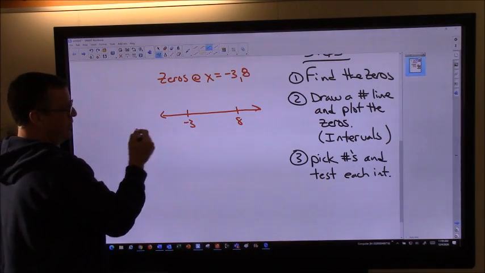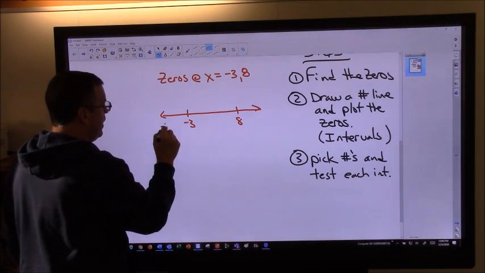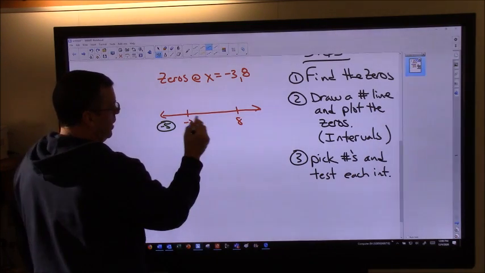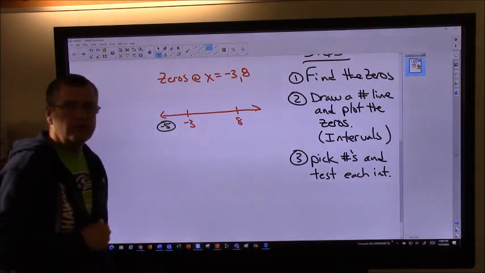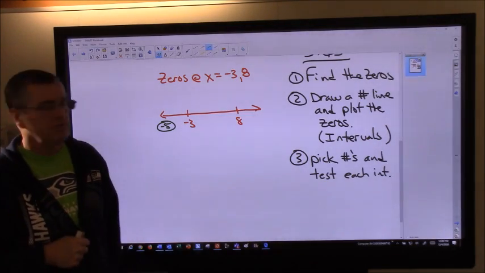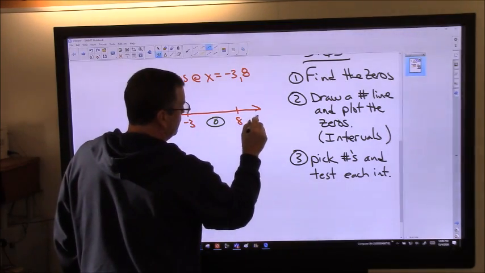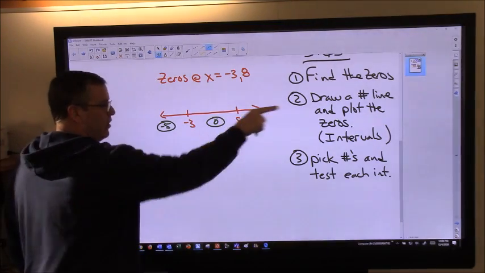So I need something less than -3. Doesn't matter what you choose. Let's just choose -5. A number between -3 and 8. I want to make it as easy as possible. So 0 or 1, I'll pick 0. And some number out here, I'll pick 10. Okay? That's a number larger than 8.